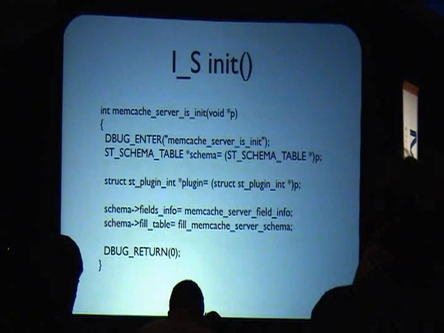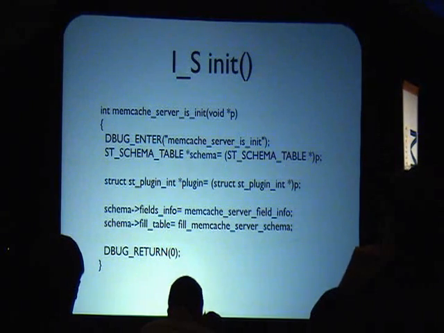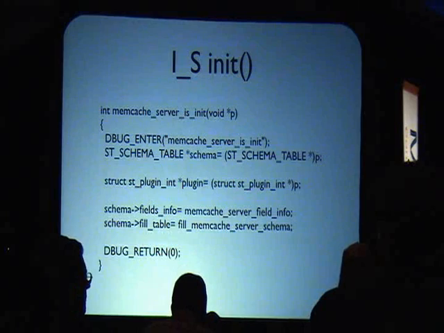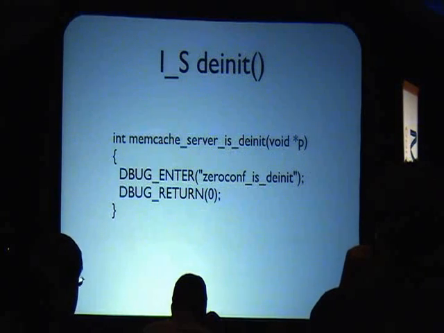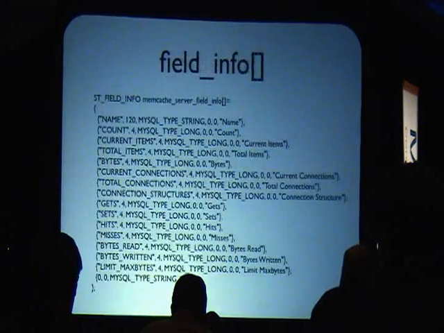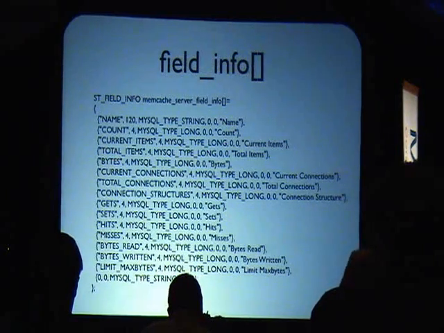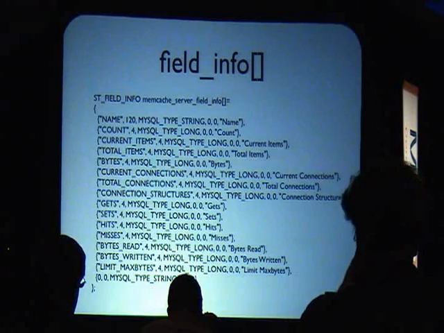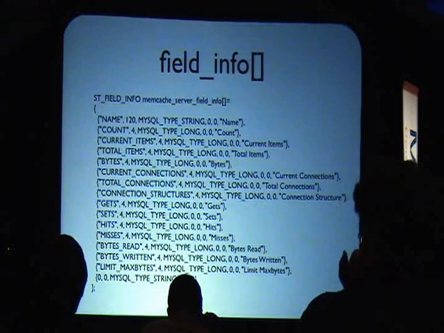There are a few other callbacks if you're going to implement show commands, but frankly, I wouldn't personally recommend it. I would just implement the information schema itself nowadays. The memcache server field is pretty simple, and this is just the deinit, which does nothing. The field info is what the actual table is going to look like. So when somebody does a describe table or does a select on it, you pre-declare all the field information. This is how all the information is declared inside of this structure.